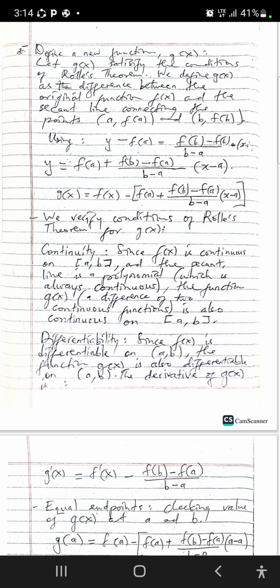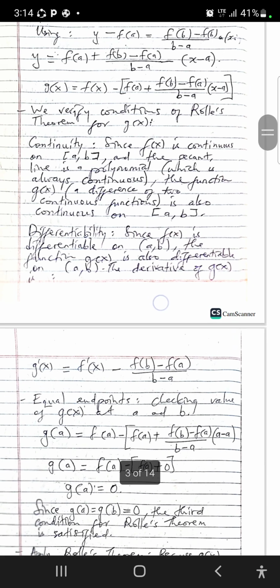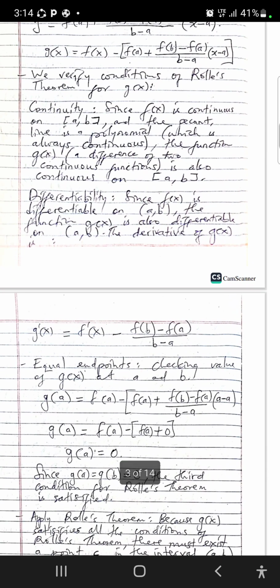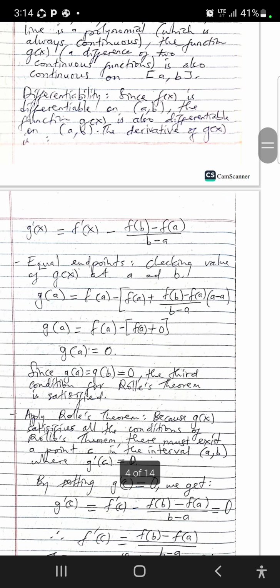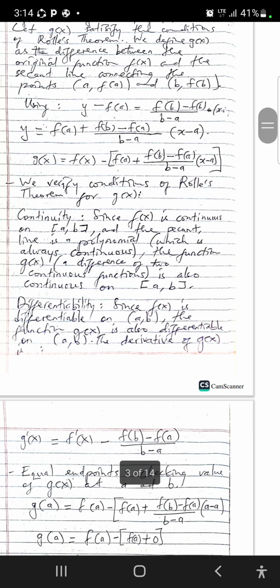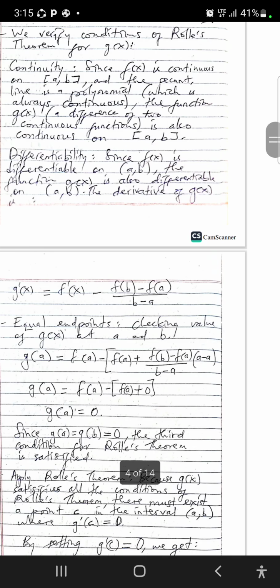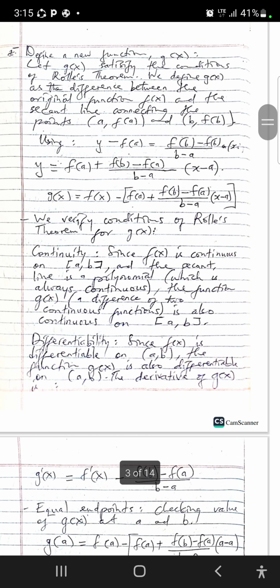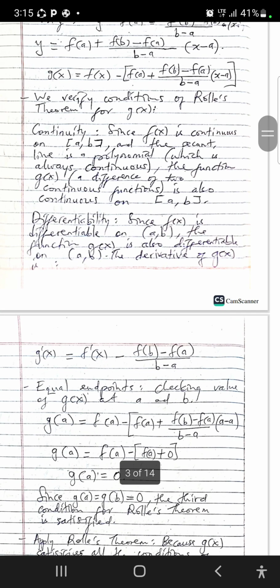Differentiability. Since a function f of x is differentiable on the interval, the difference will also be what? Differentiable. So in most cases, all polynomials are continuous, and all polynomials are differentiable. So what are we doing now? At first, it was just g of x equals f of x minus the open bracket, whatever is inside there. Now we are differentiating those items. We are differentiating. So now you will see the x minus a disappear, because a is a constant.